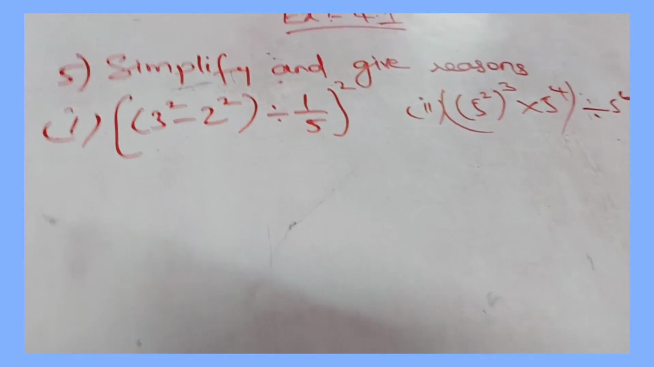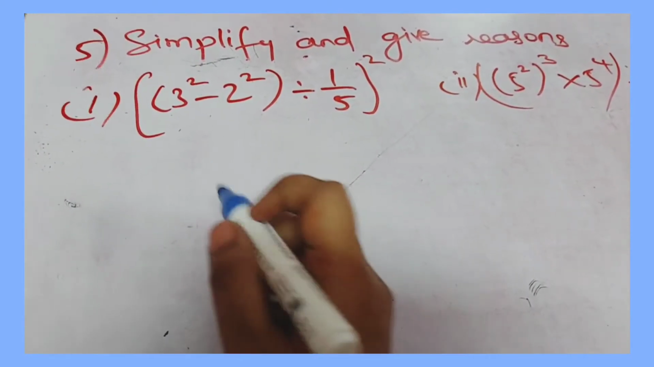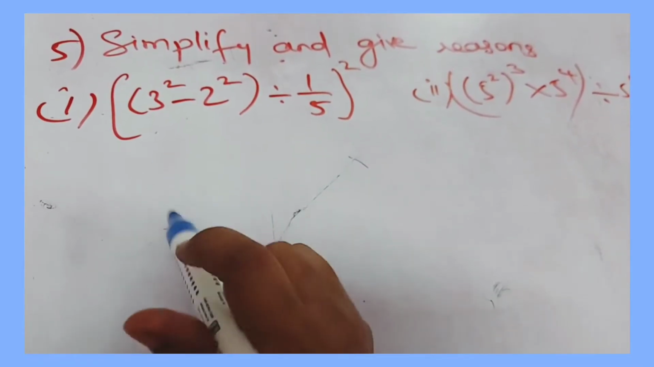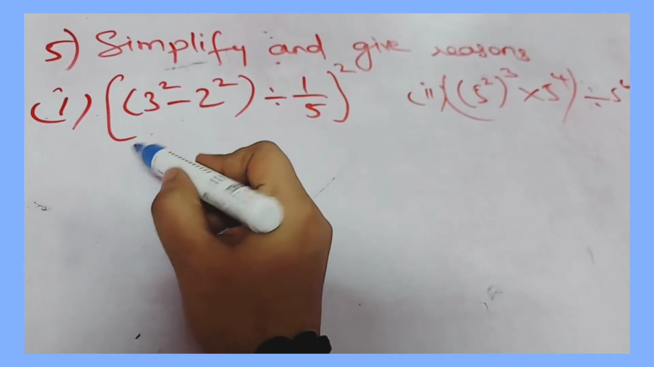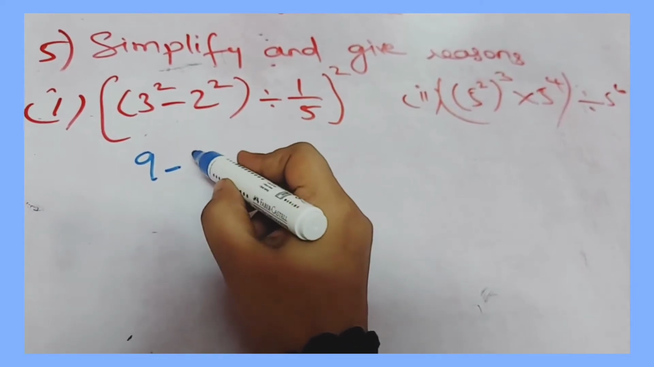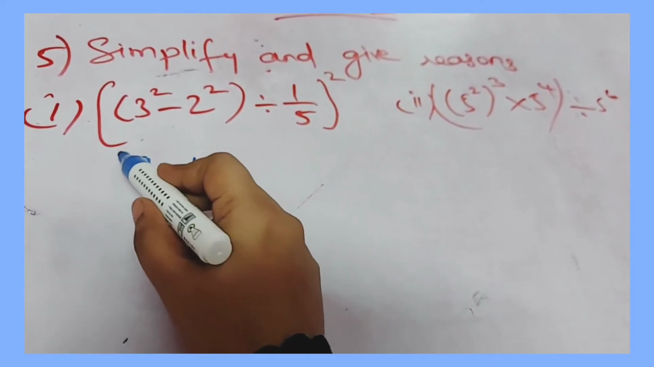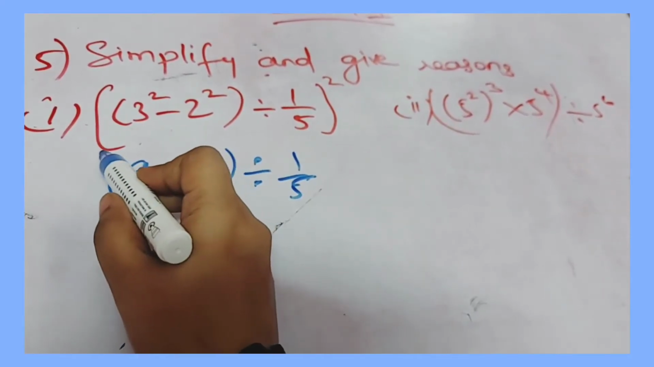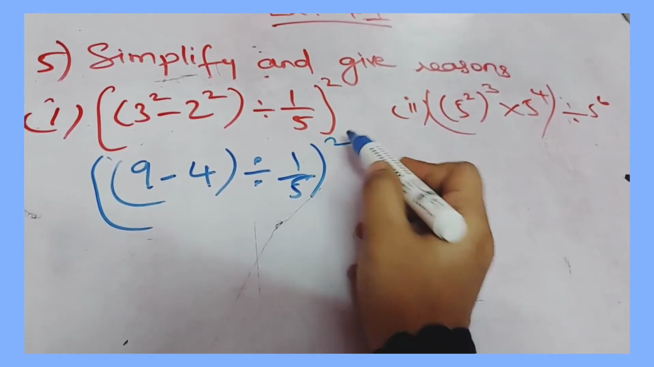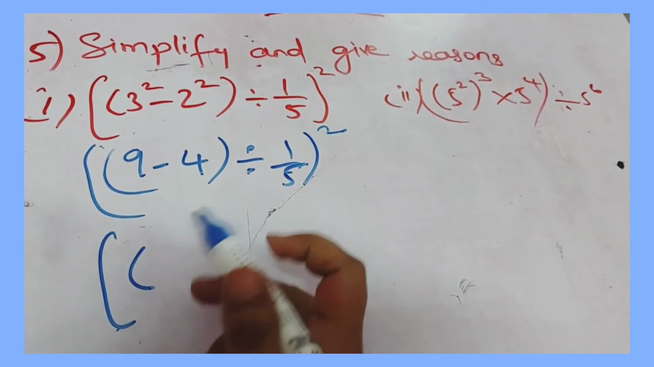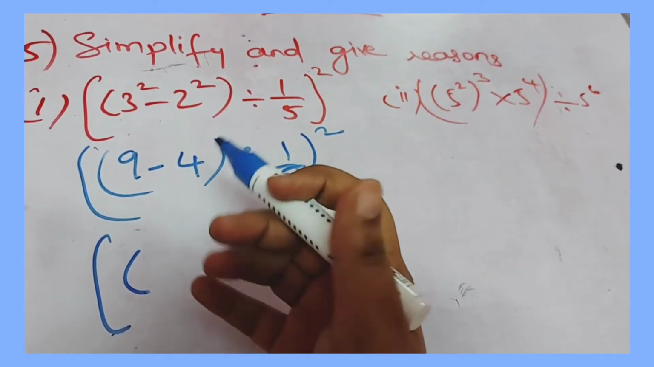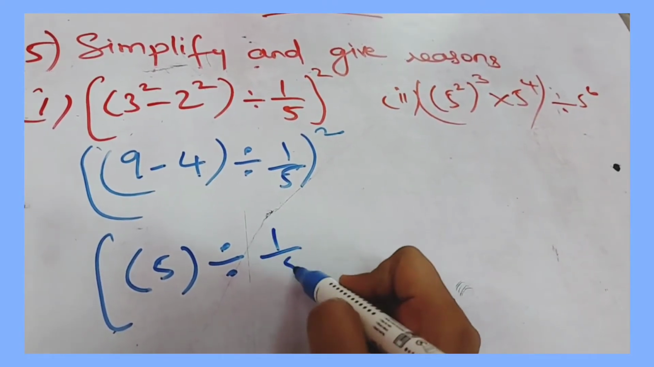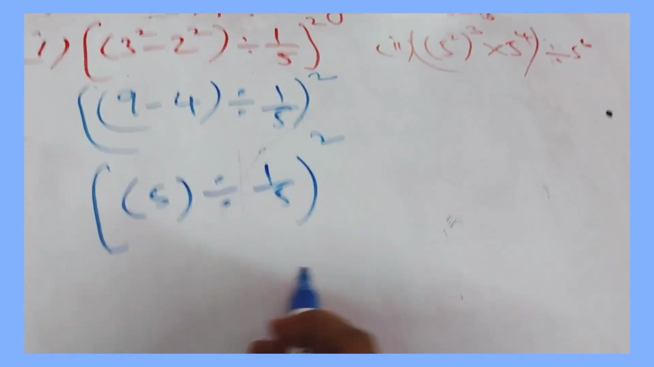Okay, so in the fifth sum, the first bit is (3 square minus 2 square divided by 1 by 5) whole square. So what you have to do again here: 3 square is 9, 9 minus 2 2s are 4. Then divided by 1 by 5, then the whole square you have to take. What is 9 minus 4? It is 5. 5 divided by 1 by 5, then again the whole square you have to take.